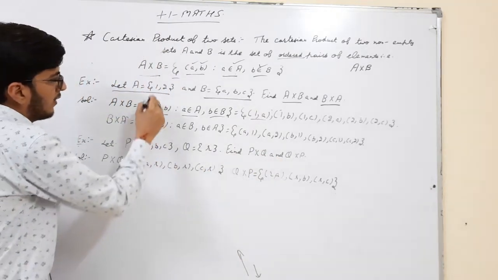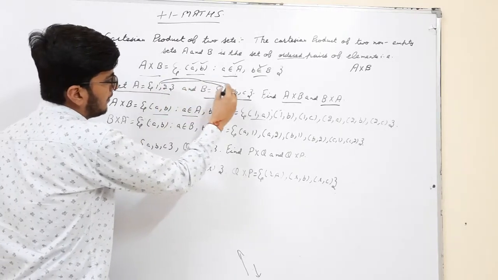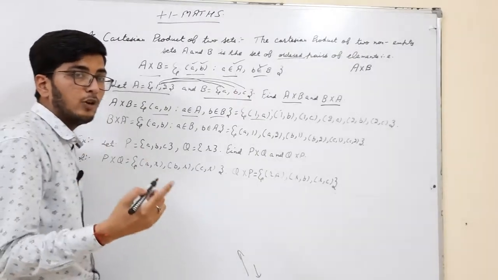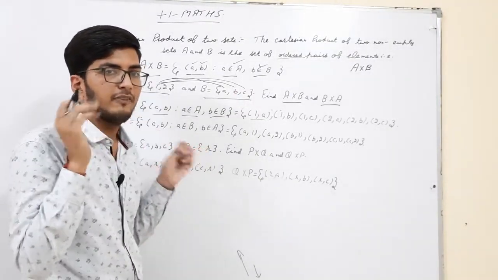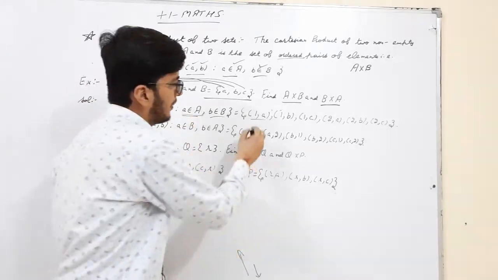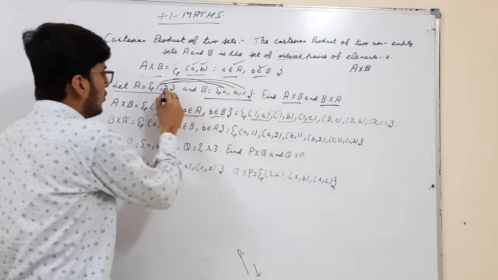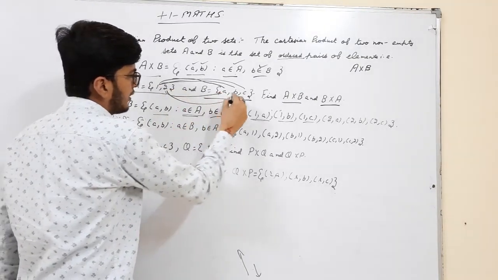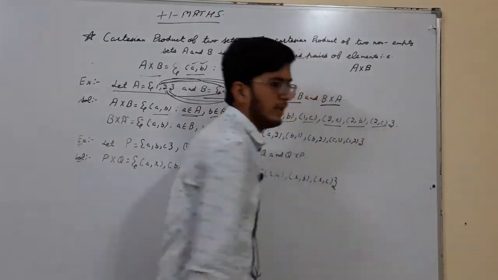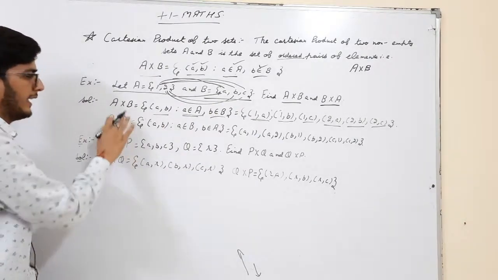We have to pair the elements. 1 will be paired with a, 1 will be paired with b, and 1 will be paired with c. And in the order, 1 will come first. Why will 1 come first? Because the first element belongs to the first set. So pairs will be (1, a), (1, b) and (1, c). Next, 2 will also be paired with each element of set B. So we will get (2, a), (2, b), (2, c). So this will be the set of ordered pairs, that is A cross B.